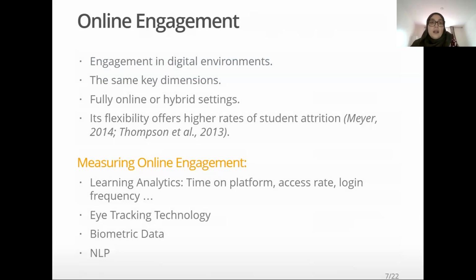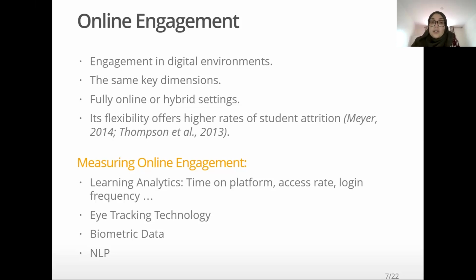That's where learning analytics comes into play. Online engagement, whether fully online or hybrid, introduces unique challenges and opportunities, and also allows for flexibility. That's why we are interested in online engagement here. It has been shown that low engagement is highly associated with higher attrition rates, as denoted by Meyer and Thompson.